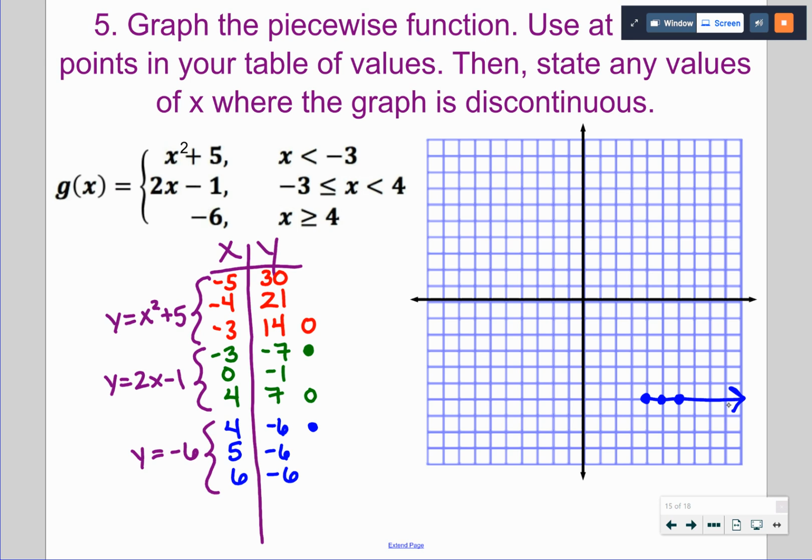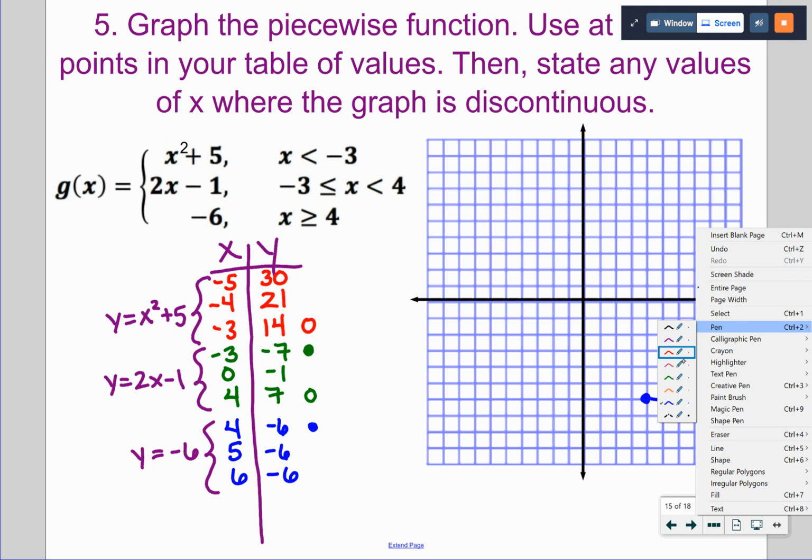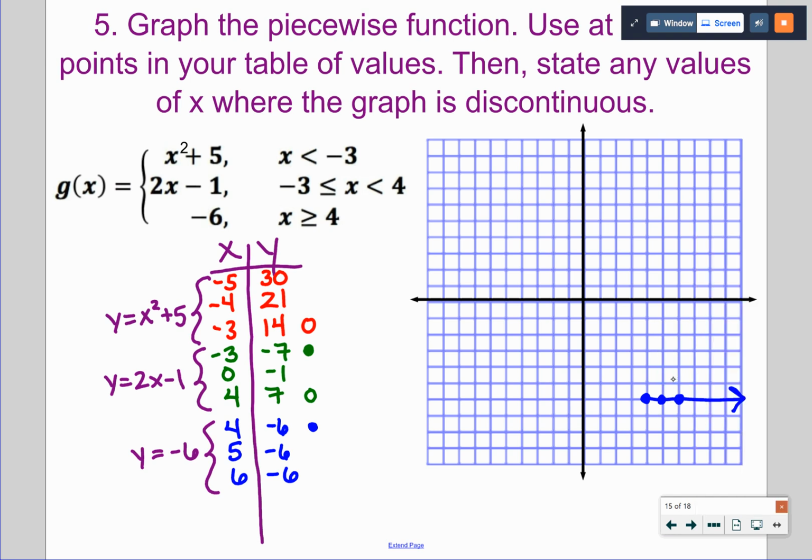So there's your first piece, and you can see that horizontal line at y equals negative 6. The next one is also going to be a line, y equals 2x minus 1. It has a y-intercept of negative 1 and a slope of 2, so we should expect to see a line going up from left to right, if you want to just kind of mentally check that as you go.